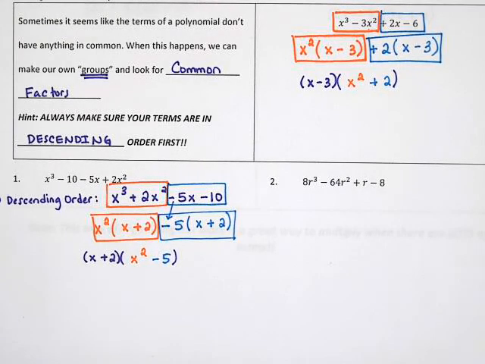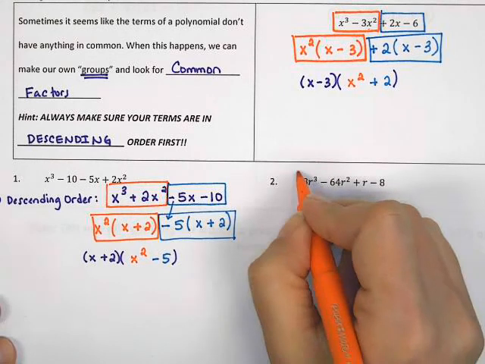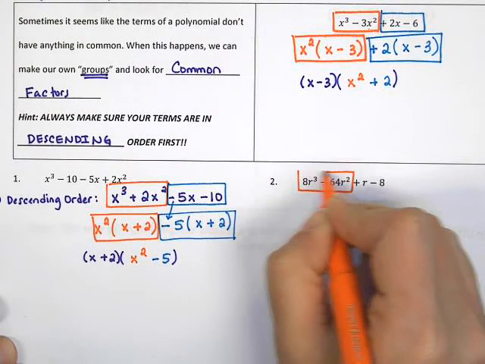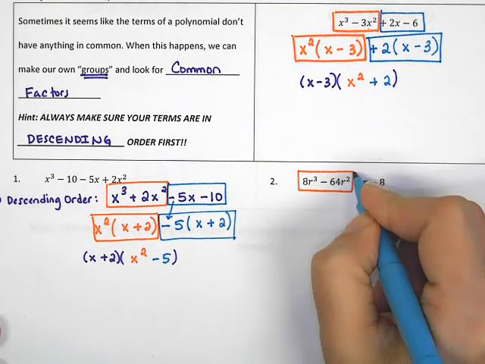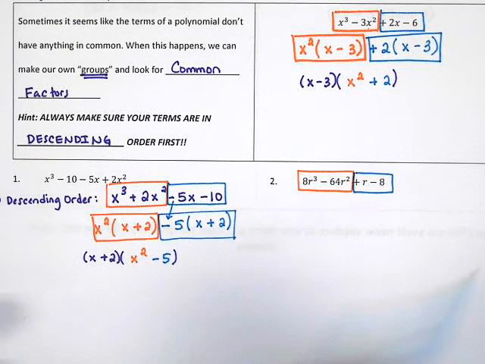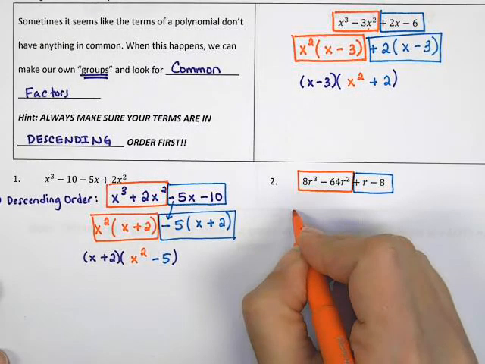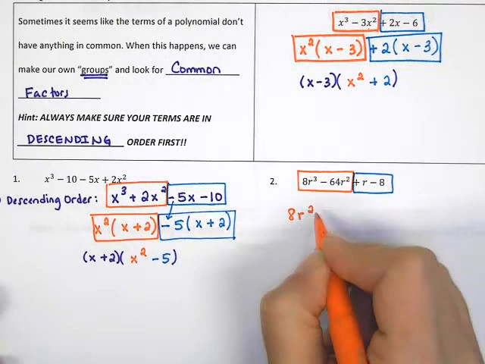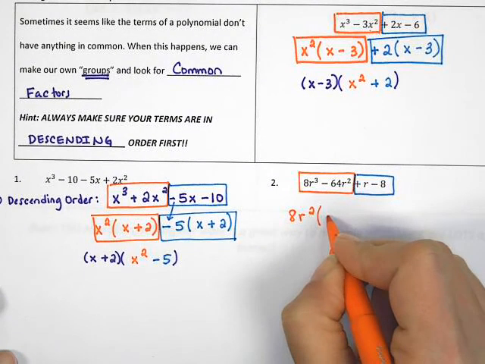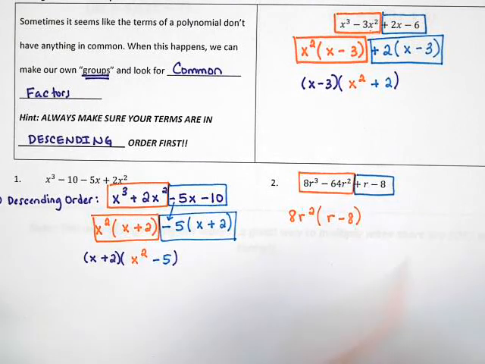Last but not least, problem number 2. First, I'm going to check for descending order, but these are already in descending order, so I'm not going to have to do any work to rearrange this. What I'm going to do is just group the first two terms together into a group and group the second two terms together into a group. Now, if I ask myself, what can I divide both of the orange box's terms by? I would have 8r squared, parentheses, and if I divide by that, I would have r minus 8.